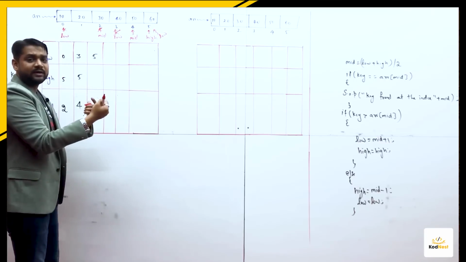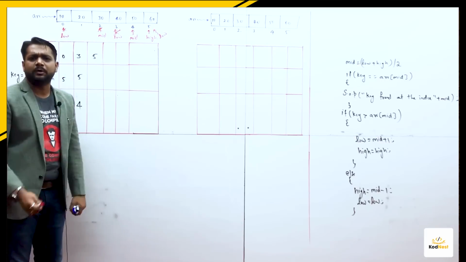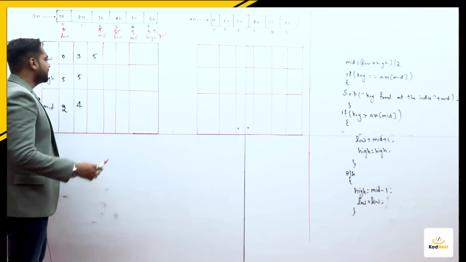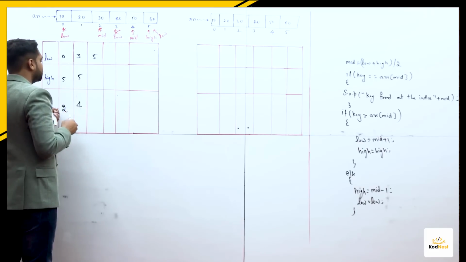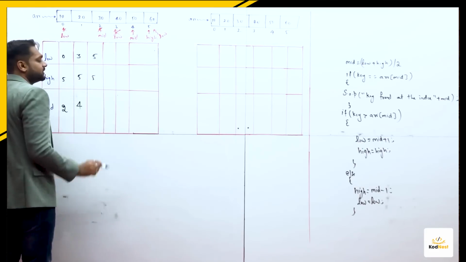Sir, low and high are pointing to the same place, sir. Let it point. What is your problem? Let high be there only. High previously was 5. Let it be there only.